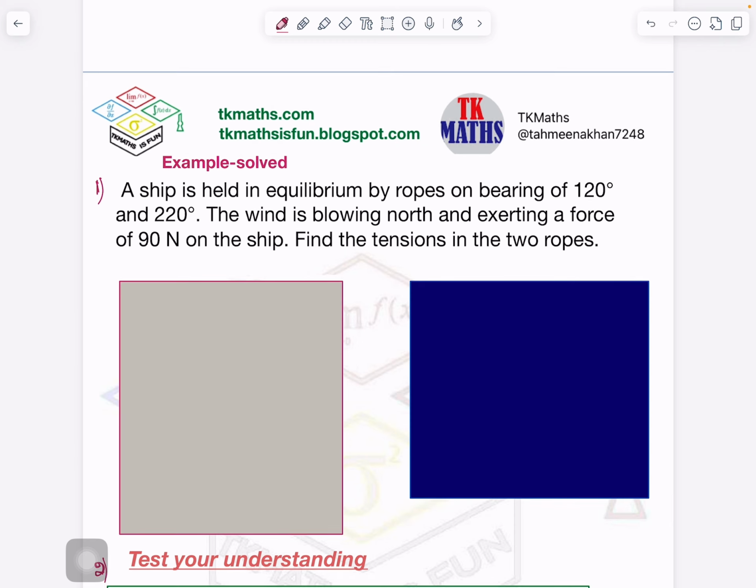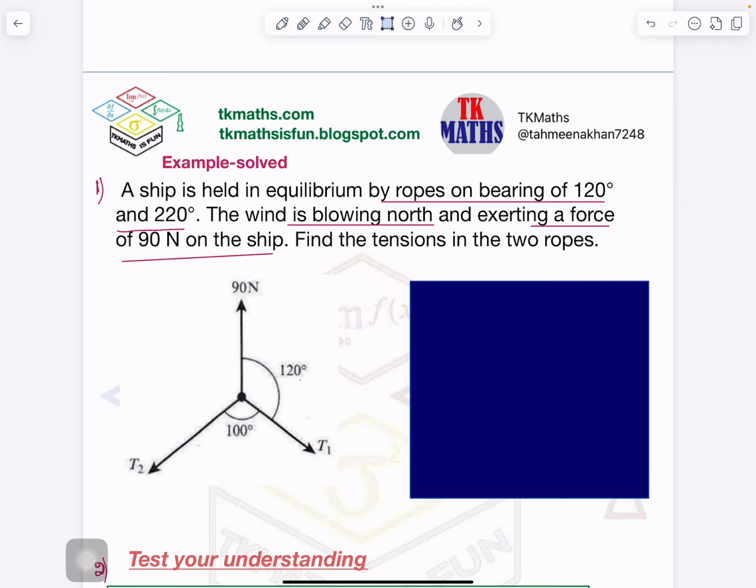A ship is held in equilibrium by ropes on bearings of 120 degrees and 220 degrees, and wind is blowing north, exerting a force of 90 Newtons on the ship. First of all, you have to sketch it, and then we will find the tension in the 2 ropes. This is the ship, these are the ropes, and this is the wind blowing north. So you have mentioned all this, and this angle is easy to write here, because it is 360 minus the sum of these 2 angles.